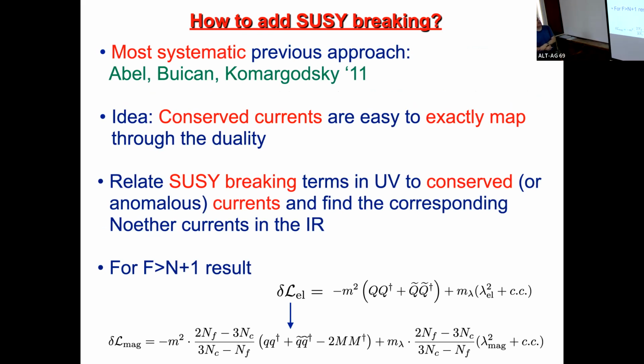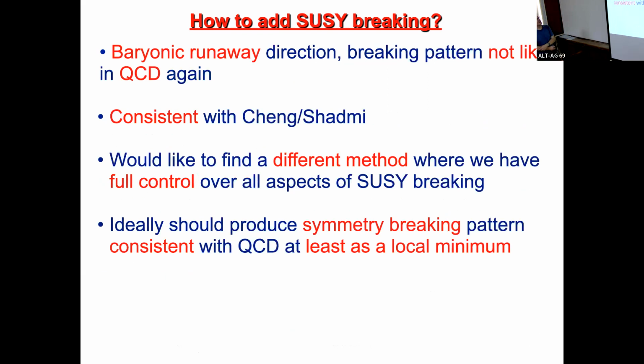Then a very systematic approach that we were aware of was by Zohar and Steve Abel and Matt Buican. What they found is that the conserved currents were actually easy to exactly map through the duality, and they were trying to relate the SUSY breaking terms to some conserved currents and find the corresponding neutral currents in the IR. So it was some sort of a systematic way of starting to derive what the corresponding SUSY breaking terms on the electric and the magnetic theories actually are going to be. Okay, so they found some results that were pretty similar. They did still find baryonic runaway directions and breaking patterns that were not like in QCD.